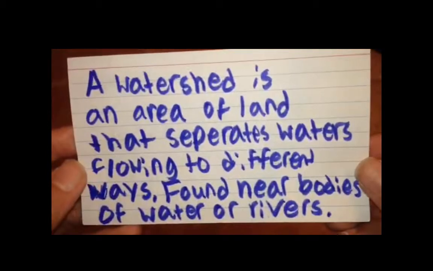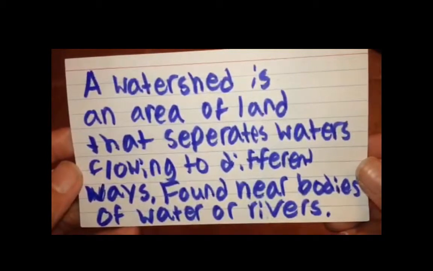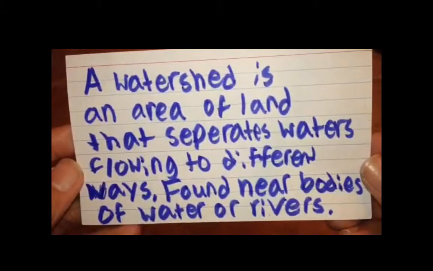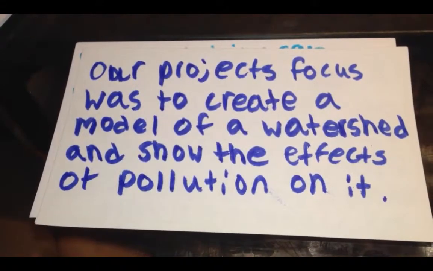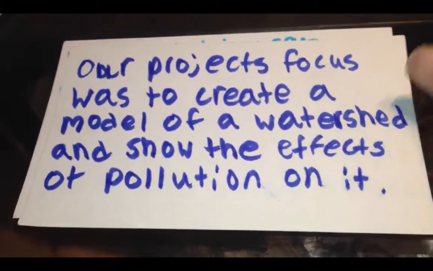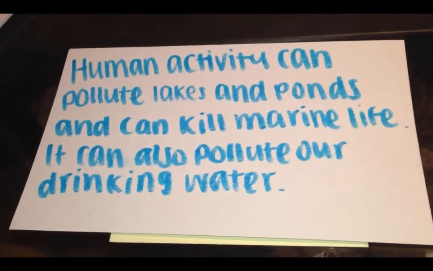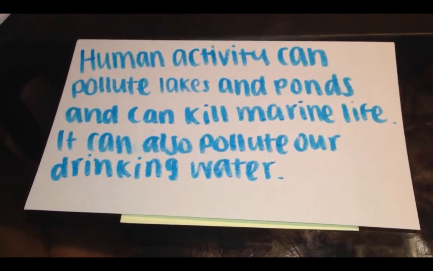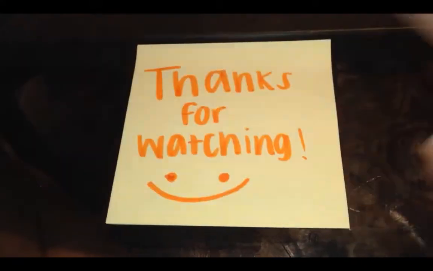A watershed is an area of land that separates waters flowing different ways, found near bodies of water or rivers. Our project's focus was to create a model of a watershed and show the effects of pollution on it. Human activity can pollute lakes and ponds and can kill marine life. It can also pollute our drinking water.